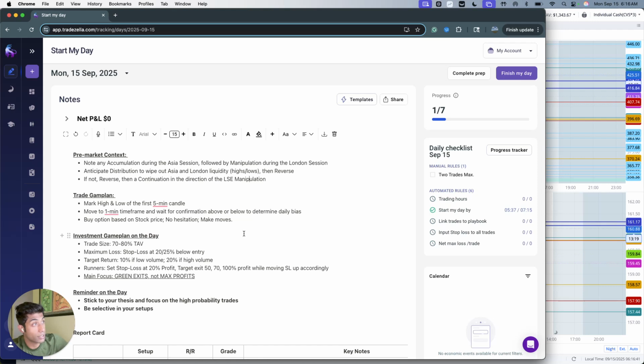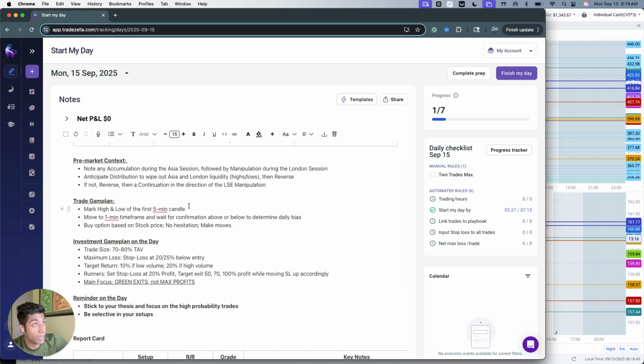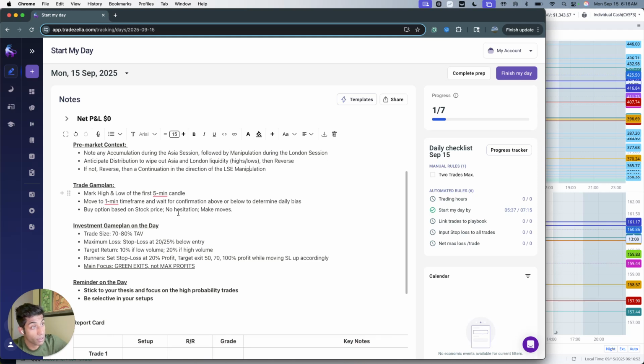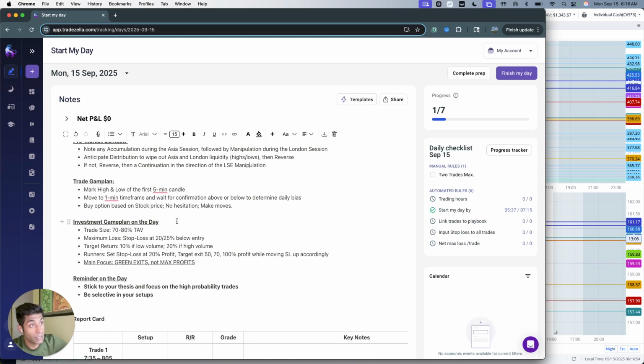Getting into the trade, I mark my high and low on the first 5 minute candle, move down to a 1 minute time frame, and look for confirmation on where the price is moving. And then I have an aggressive game plan. This is for two trades.